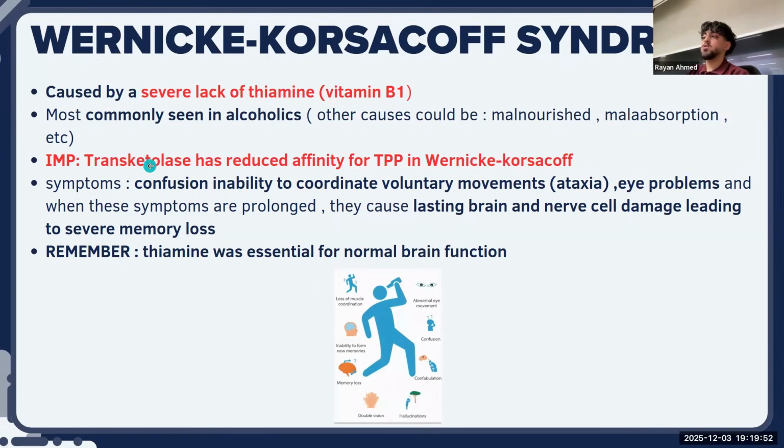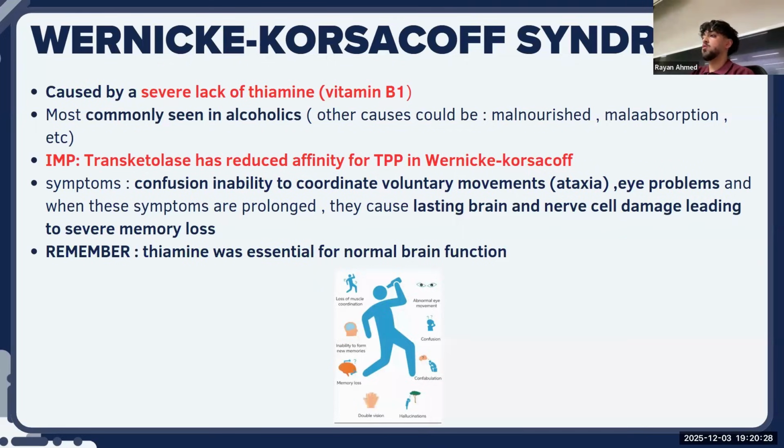And transketolase has reduced affinity for TPP in Wernicke-Korsakoff syndrome. So what that means is transketolase requires vitamin B1, which is thiamine, right? TPP. It has reduced affinity for TPP in Wernicke-Korsakoff syndrome. Now, symptoms, you guys need to remember this: confusion, inability to coordinate voluntary movements, and eye problems. And when these symptoms are prolonged, they can cause lasting brain and nerve cell damage, leading to severe memory loss. Remember, thiamine is essential for normal brain function. I said this in the beginning.